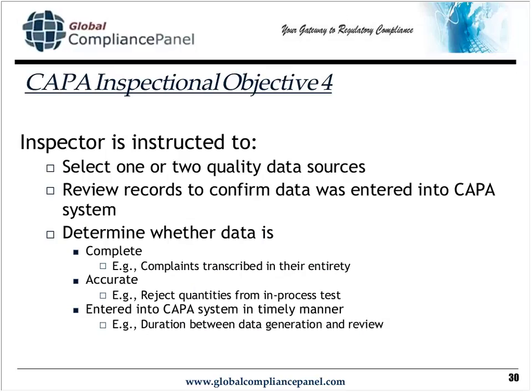The inspector is going to make sure that the data is accurate, so they're going to look at an in-process test, for example, and look at the reject quantities and make sure that that quantity of rejects was the exact quantity that was fed into your CAPA system. And timeliness. There's no way to define timeliness, but the inspector can tell you whether something is not that timely. What they're going to look at here is when the data was generated, when the incoming product was rejected, for example, and when that rejection was analyzed, was fed into your CAPA system.